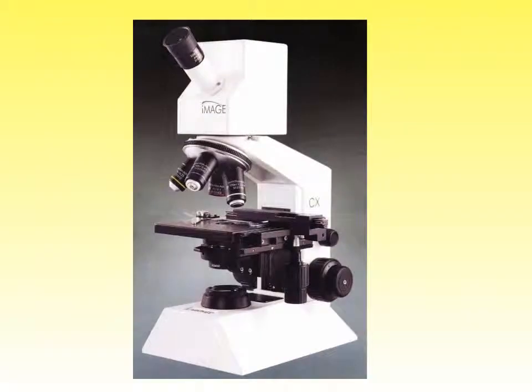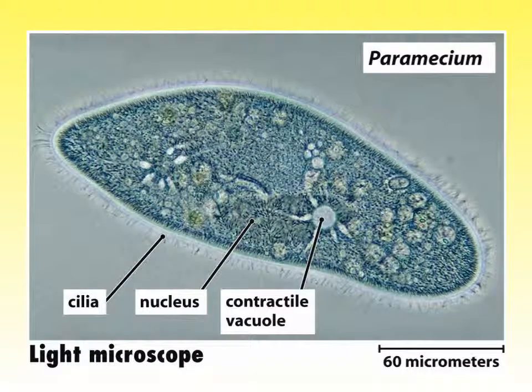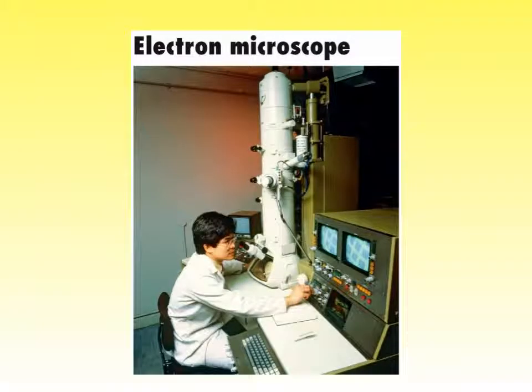So to investigate cells properly, we must use microscopes. This is a compound light microscope, similar to the one you use in lab. A light microscope transmits light through a specimen and magnifies the image with a series of lenses. A light microscope can magnify a cell about 1,000 times its normal size. We can visualize even smaller structures or examine cells in different ways with electron microscopes.